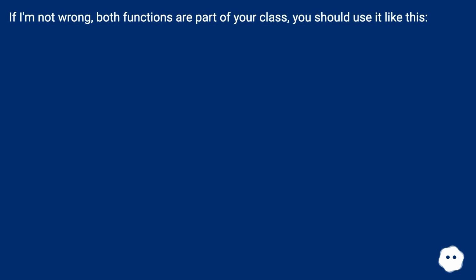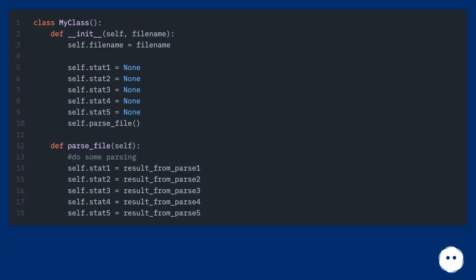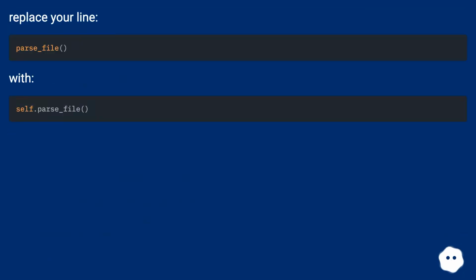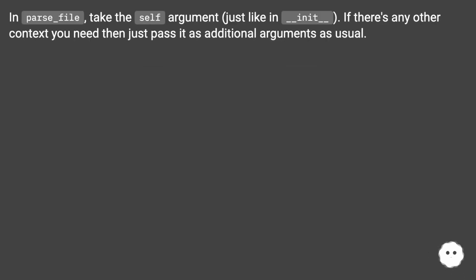If I'm not wrong, both functions are part of your class. You should use it like this. Replace your line with. In parse_file, take the self argument, just like __init__. If there's any other context you need, then just pass it as additional arguments as usual.